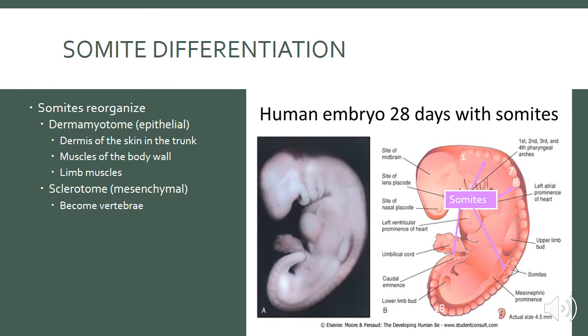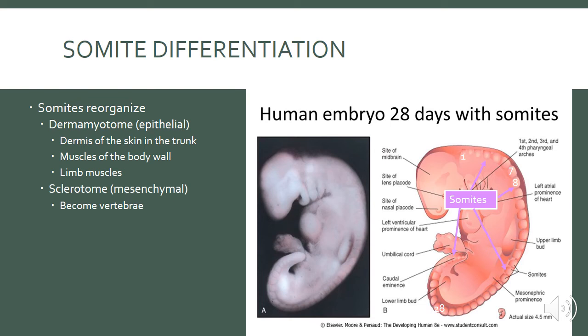Finally, with respect to the somites, those clusters of tissue running along the spine, again, some of them are organizing with derivatives of neural crest cells to form these dorsal root ganglia and chain ganglia. They also reorganize in and of themselves into the dermamyotome, which is derived from epithelial cells, forms the skin of the neck and trunk, muscles of the body wall, and limb muscles as well, whereas the sclerotome is more mesenchymal and it will become the vertebrae.